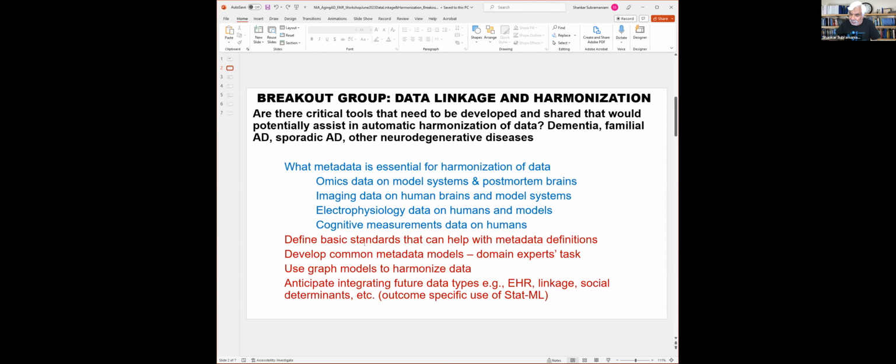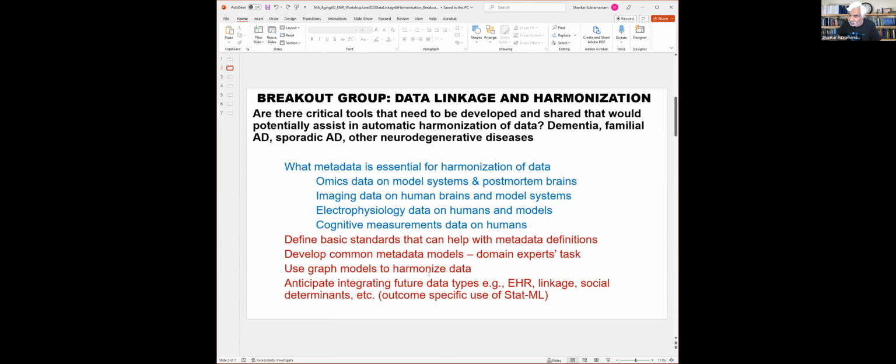So the solutions that people came up with was to define basic standards that can help with metadata definitions, and develop common metadata models, involving domain experts like those who maintain these data resources. We don't appear to have at the moment a common metadata model that will help integrating or harmonizing data.